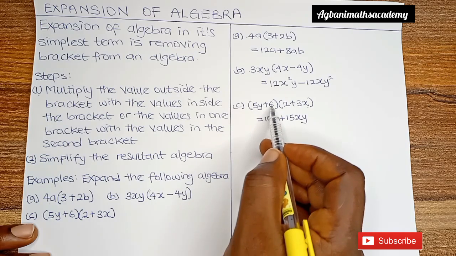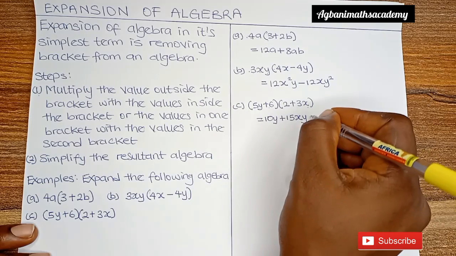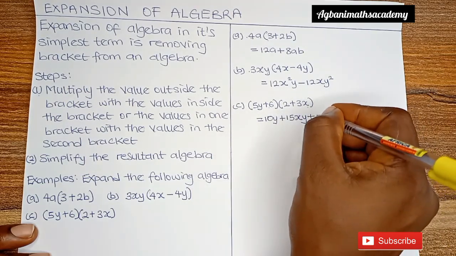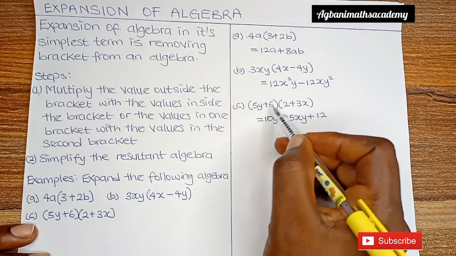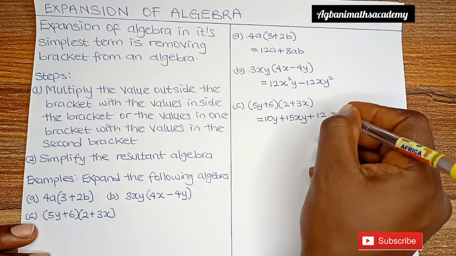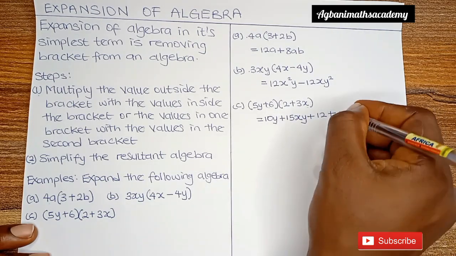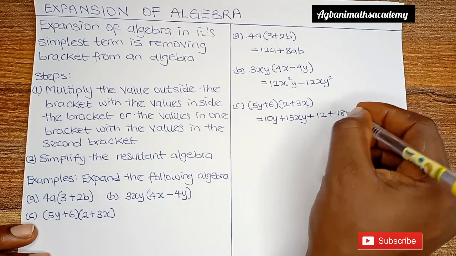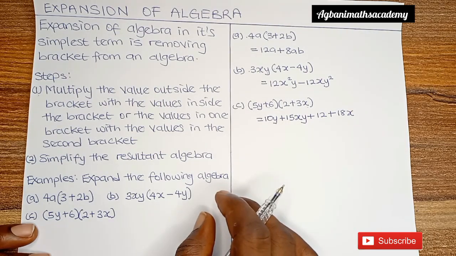Now we're going to use plus 6 to multiply the values here. Plus multiplied by plus is going to give us plus. 6 multiplied by 2 is going to give us 12. So we are done with 2. We move to plus 3x. Plus multiplied by plus is going to give us plus. 6 multiplied by 3 is going to give us 18. And then we don't have any alphabet here, so we bring x down. So this becomes the answer to this simple question.